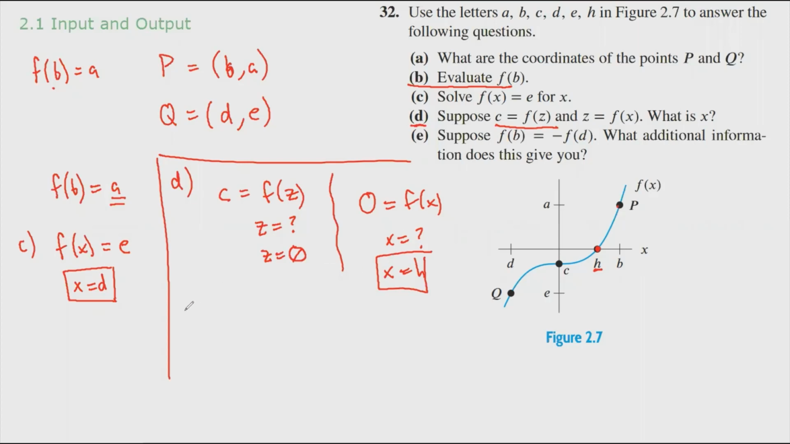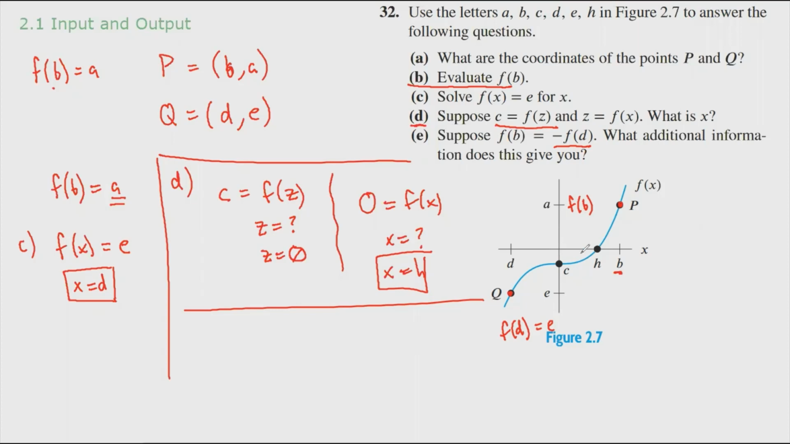Our final question asks us to think about if f of B is equal to negative f of D. If f of B, mind you, f of B is right here. There's B. F of B is that value. And suppose that's equal to negative f of D. Well, f of D is equal to E. That's a negative value.